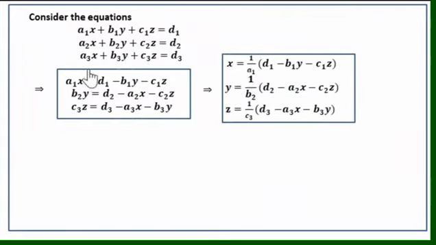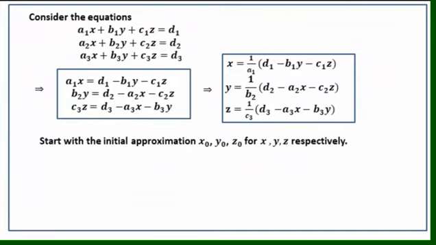And this gives x equal to 1 by a1 into d1 minus b1y minus c1z, y equal to 1 by b2 into d2 minus a2x minus c2z, and z equal to 1 by c3 into d3 minus a3x minus b3y. Now we assume that x0, y0, z0 is the initial solution. After the first iteration, the values are denoted by x1, y1, z1. Now we use these equations to find the new values for each variable x, y, z.